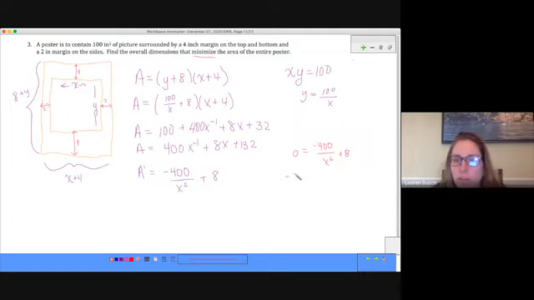I'm going to bring the others over to make everything positive. So I'll do 400 over X squared is equal to 8. Oh, so we'll use a calculator for this one. 400 equals 8x squared. We could do this and get radicals as our answer, which if you look at my answer key online, I do keep in radical form.